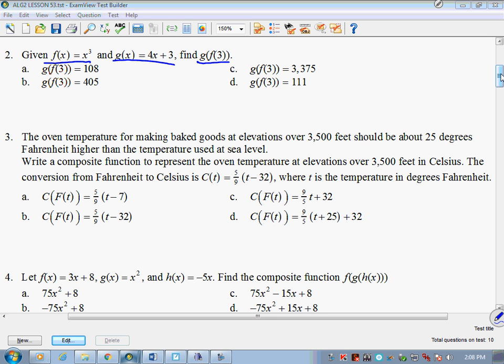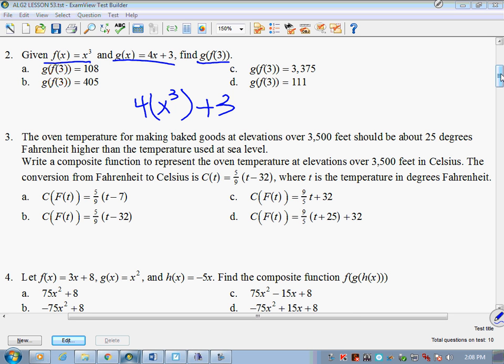So the bigger function is what? G of x. All right. So what am I going to begin to write? Not 4. Let's start with 4. Okay, 4x cubed, I think I heard somebody say. Okay, plus 3. Okay, so I'm putting a set of parentheses where the x is in 4x plus 3.